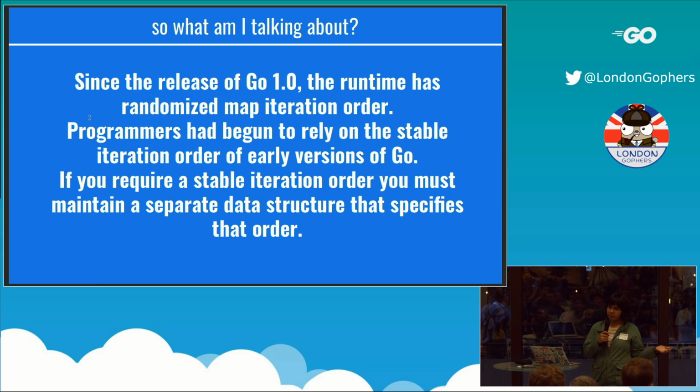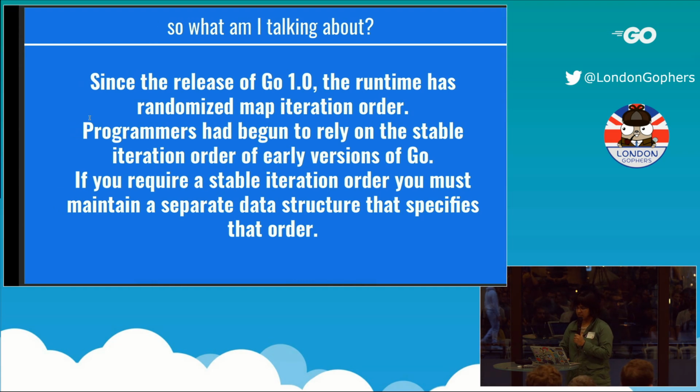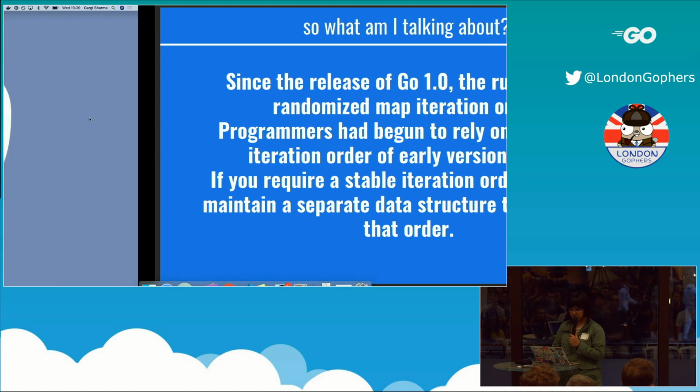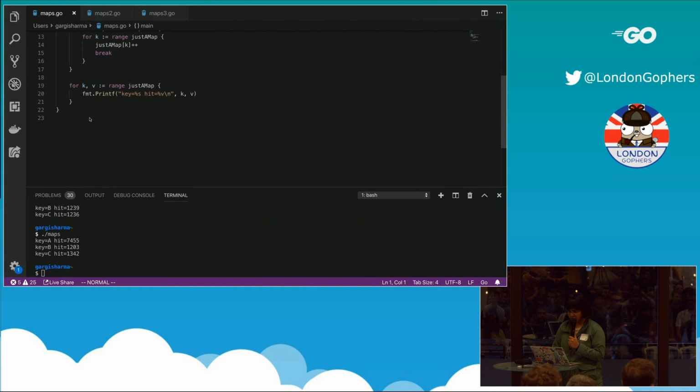What happened before it was randomized was that people were beginning to rely on the stable iteration, so that if you wrote tests, you always relied on getting the same key, something akin to an ordered dictionary in Python. So, okay, I believe you. You say it's random map iteration order. So let me go here.